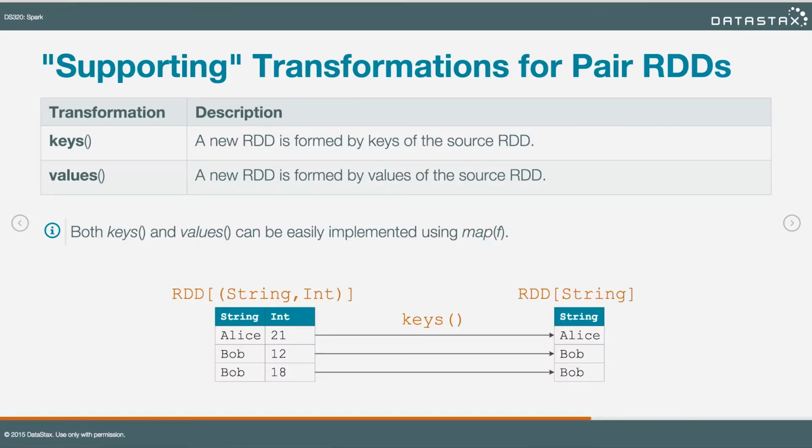Let's cover a few obvious examples. These are the keys and values transformations. If I have a pair RDD, which is a collection of key value pairs, and I call the keys transformation, I'm going to get a new RDD consisting of a collection of just the keys. Likewise, if I call values, I'll get a new RDD consisting of just the values. Of course, you might imagine how you could perform those same things using the map transformation. That wouldn't be an anti-pattern or anything like that, but as a little bit of syntactic sugar, keys and values are here for us to use.